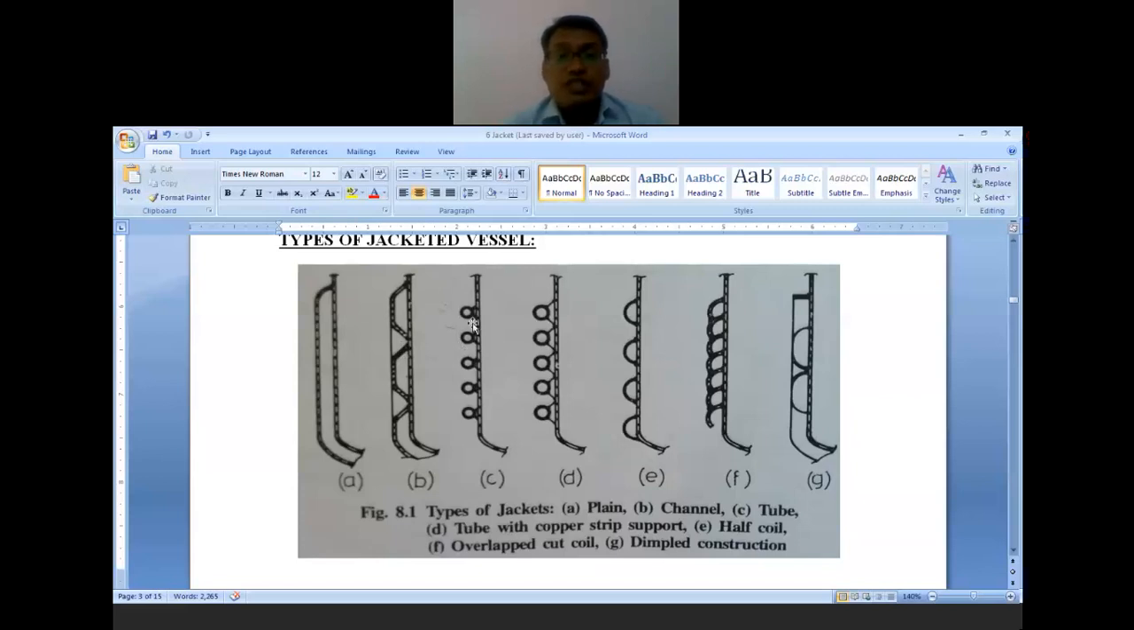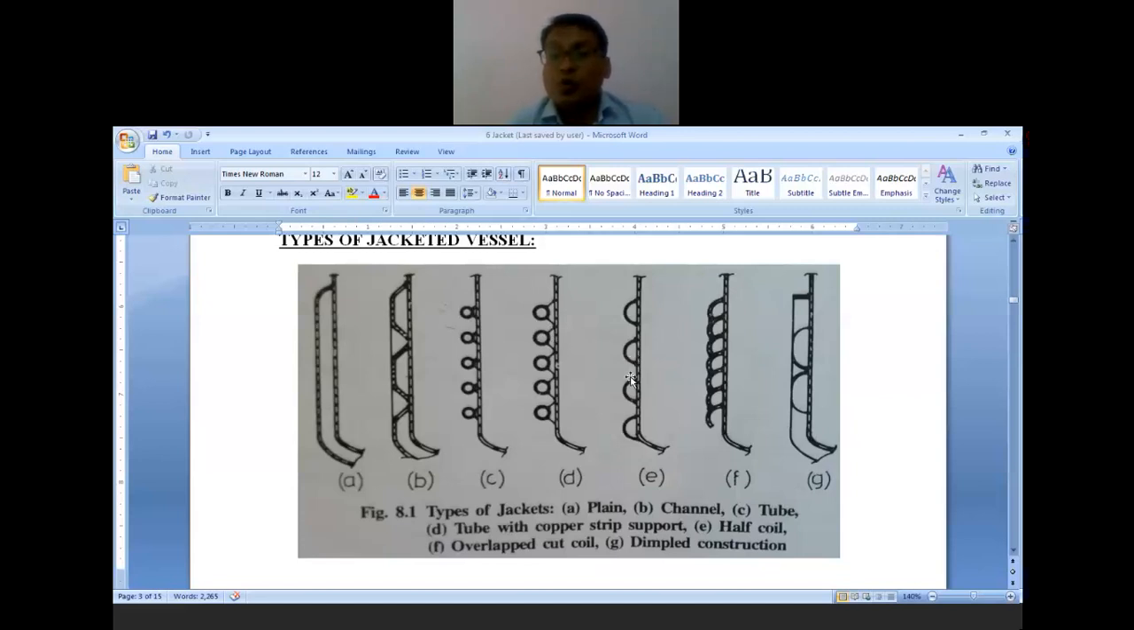Then the third one is the tubes. The simple tubes are welded. These are complete tubes, full tubes, not cut tubes. Then the next, the tubes with the copper strip. The copper strips are connected so that the heat transfer will be increased. Copper is a good conductor, so the copper strips are welded so that the heat transfer will take place in a better way. Then the next is a half coil.